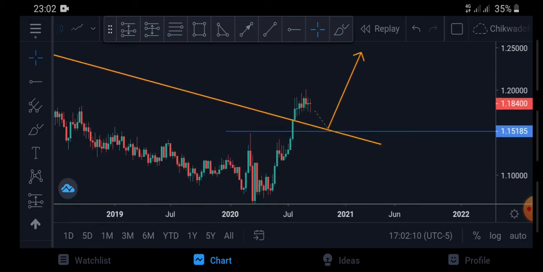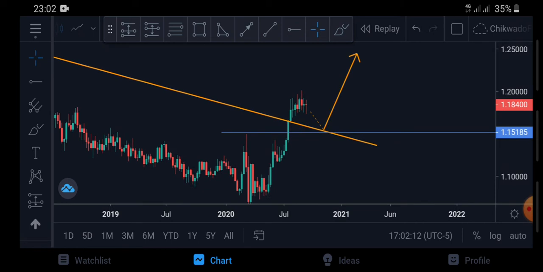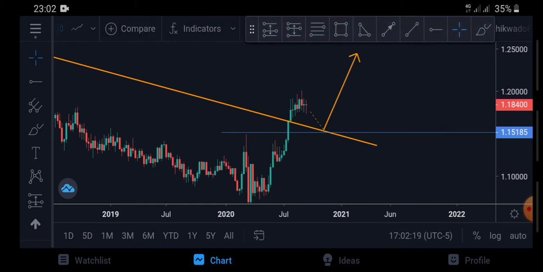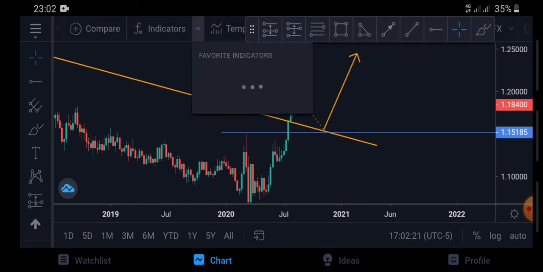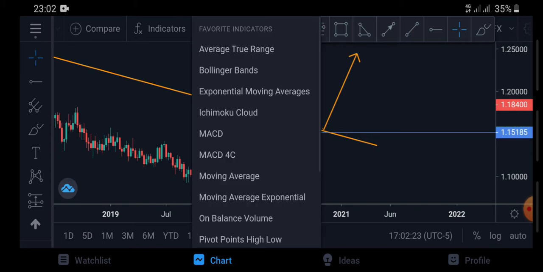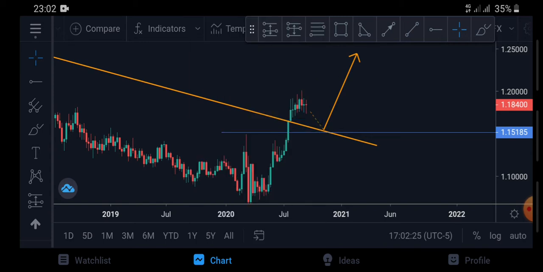And at the moment here, we are trading above this trend line here, and we are trading above this resistance level here. I don't use moving averages or anything, but I'm sure if you drop a moving average on this particular chart, like let's see, let me add a moving average.